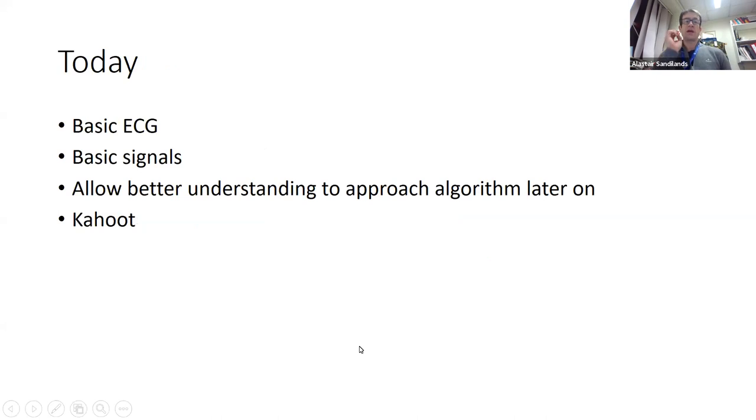So we're going to do the basic ECG today, all the basic signals, and this will give you a better understanding of how to approach my algorithm later on in the bradycardias, the tachycardias, and the ST T wave changes. And as I said, we'll do Kahoot at the end. I'll let you know when we start that, obviously. So it's worth having that on your screen, ready to go later on.